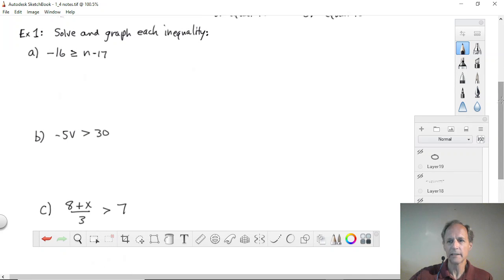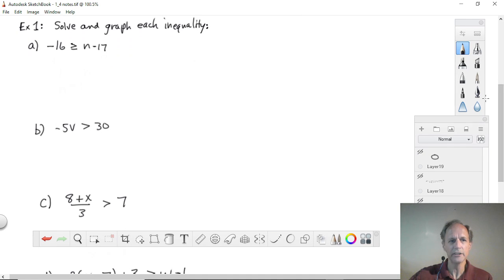Okay, so let's look at these examples. We want to solve each inequality. We're going to find the values of n for which it is true. So this one we want to get n by itself. We use similar operations that we use for equations, but there are some important differences. To get n by itself here, so that we can have an expression that tells us which values of n makes this true, we'll add 17 to both sides, just like we would with an equation.